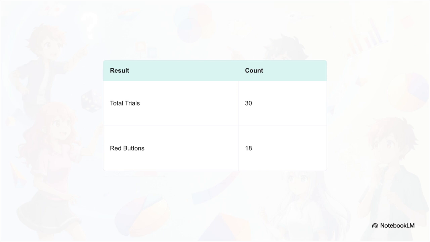He picks a button, puts it back, and repeats this 30 times. Those 30 picks are his total trials. Now, out of those 30 trials, he successfully pulls out a red button 18 times. So to estimate the probability, it's super simple. We just place those successful outcomes right over the total trials, 18 over 30.